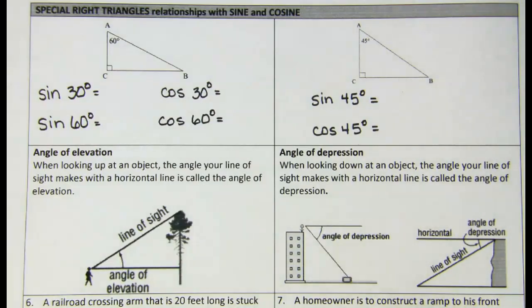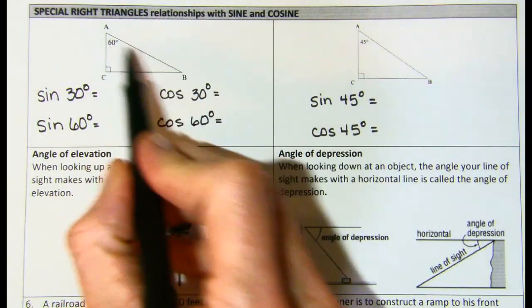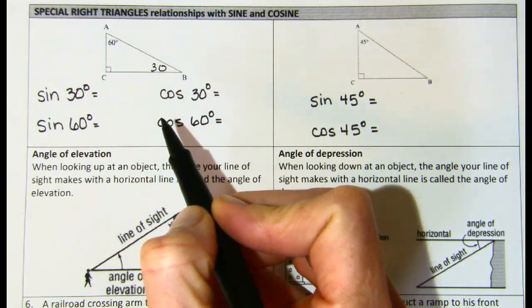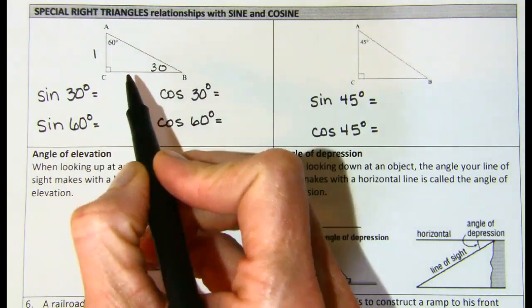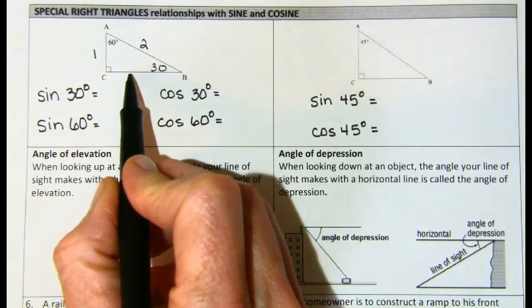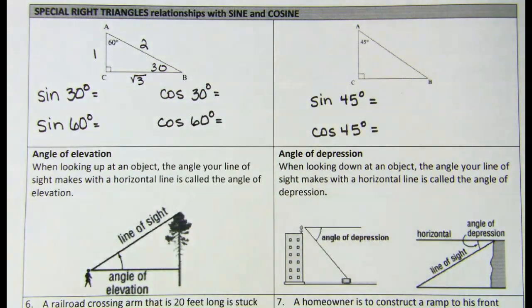So first we're going to look at the 30-60-90 triangle. So if this is a 60, we know this is 30. And by using our special right triangle rules, opposite of the 30, that is the short leg. The hypotenuse is double that, and the long leg is 1 times the square root of 3. So it is just square root 3.